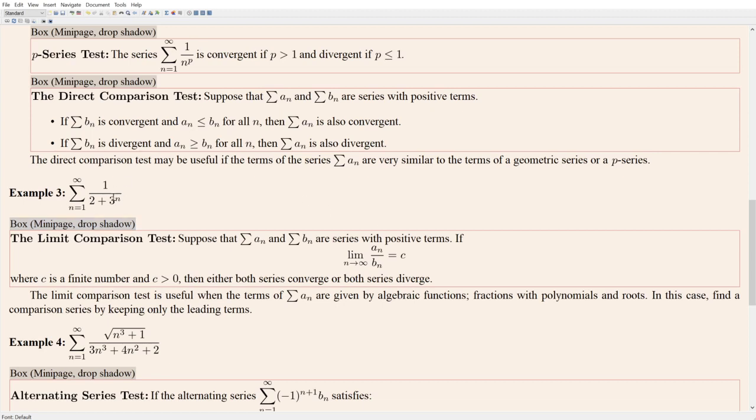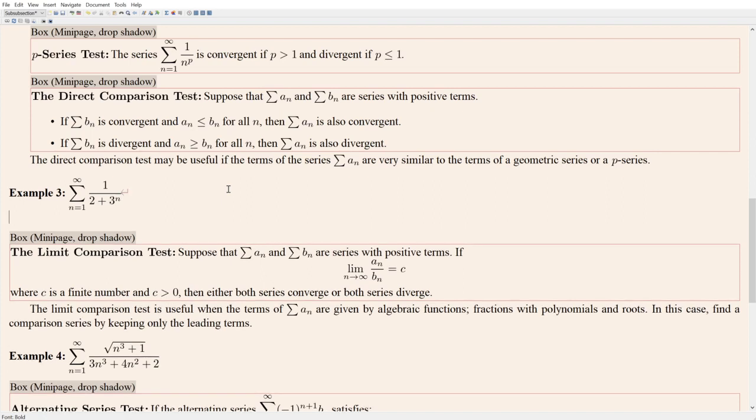So for example here, if that 2 wasn't there, if this was just 1 over 3 to the n, that would be geometric, with r equal to 1/3. So this series is very, very similar to a geometric series. When n is really big, then this 2 can be neglected, and so this is eventually going to look like a geometric series.